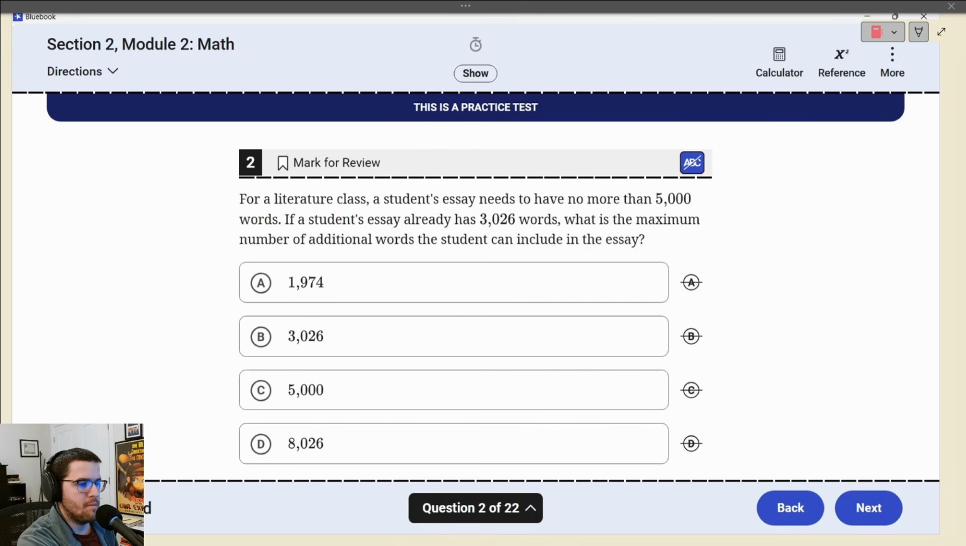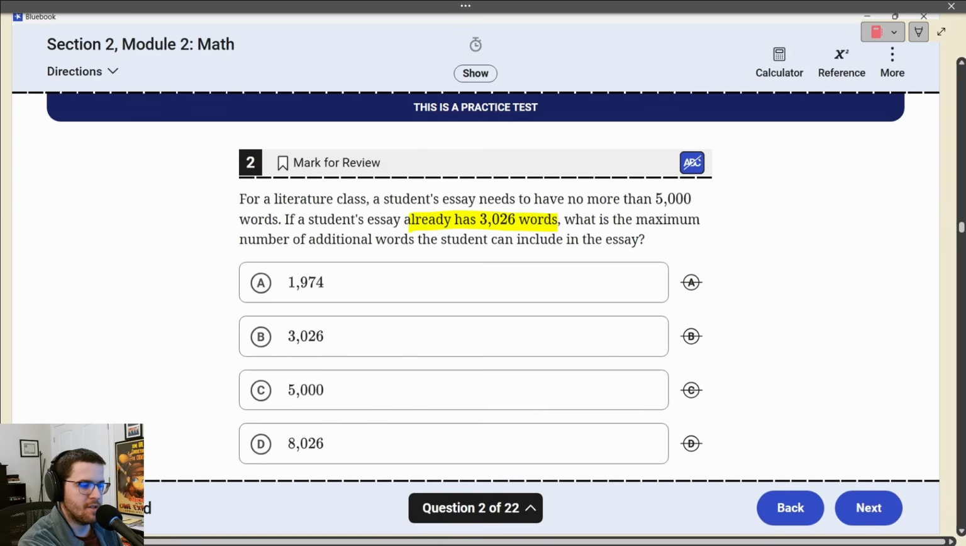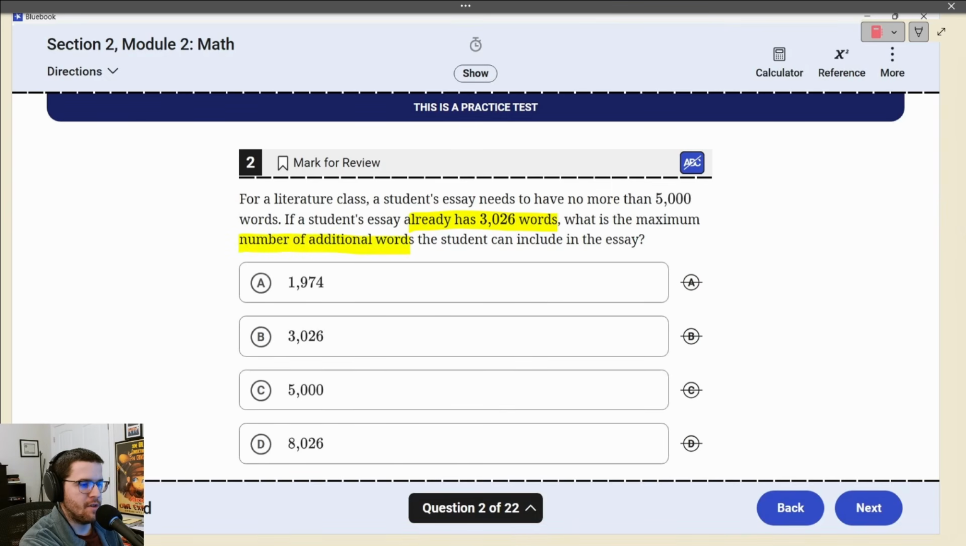Okay, question 2. So this says we already have 3,026 words, and we want to find the number of additional words. So we could call the number of additional words x, and additional means we're adding, so we could write x plus 3,026. And it says no more than 5,000. No more than is a key inequality word for less than or equal to. So we're going to put less than or equal to 5,000.